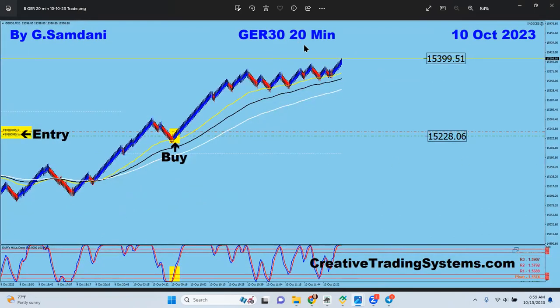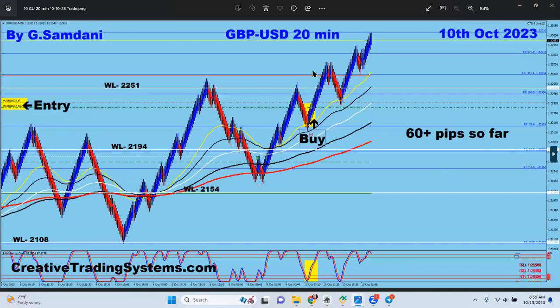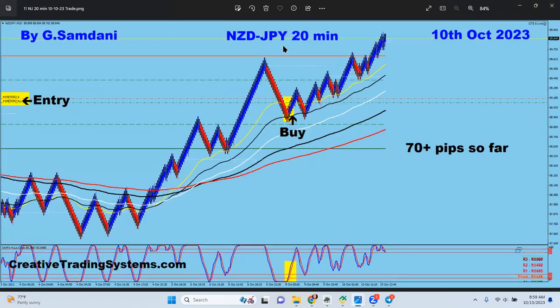And this one is buy DAX. Beautiful entry, you can see, right? And here on the 10th, EUR-USD going to the upside. And here, pound USD as well, 60 pip. Buy order is right there. And here, New Zealand yen. This one is also open with the EA. Buy order there, 10th October, 70 pip.